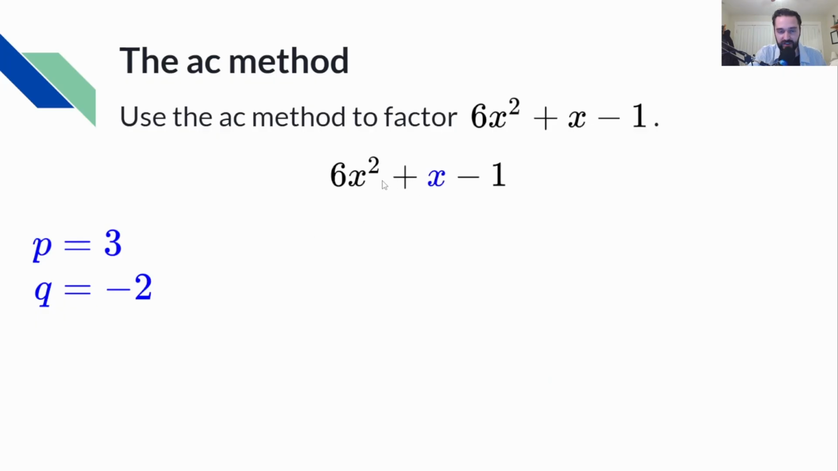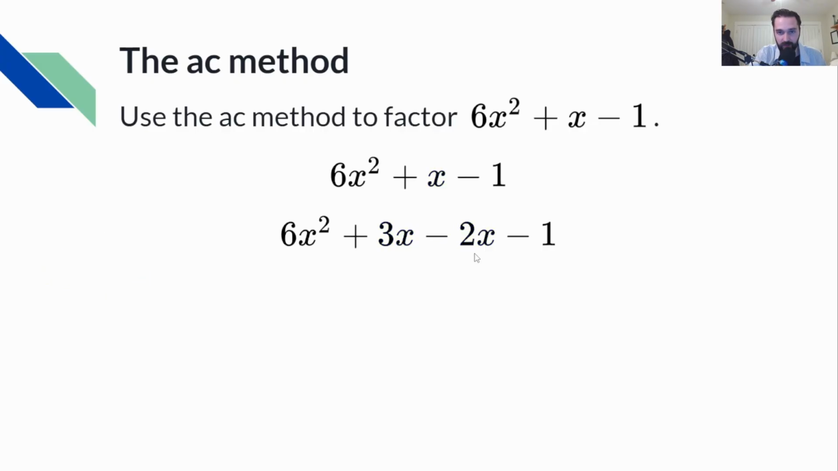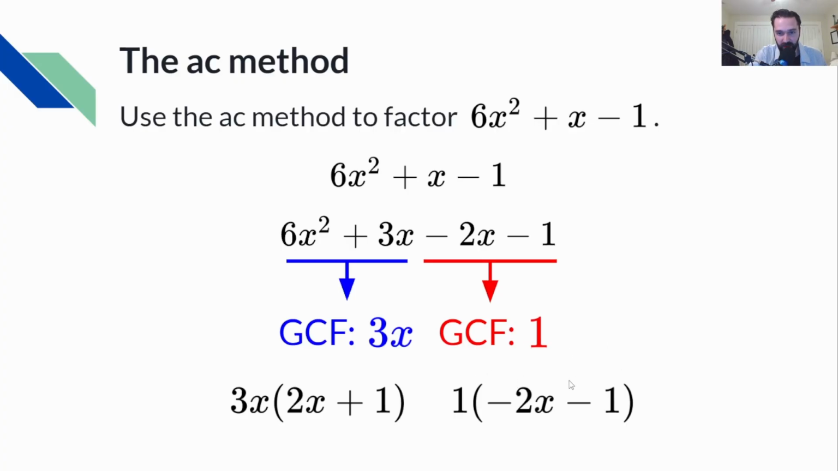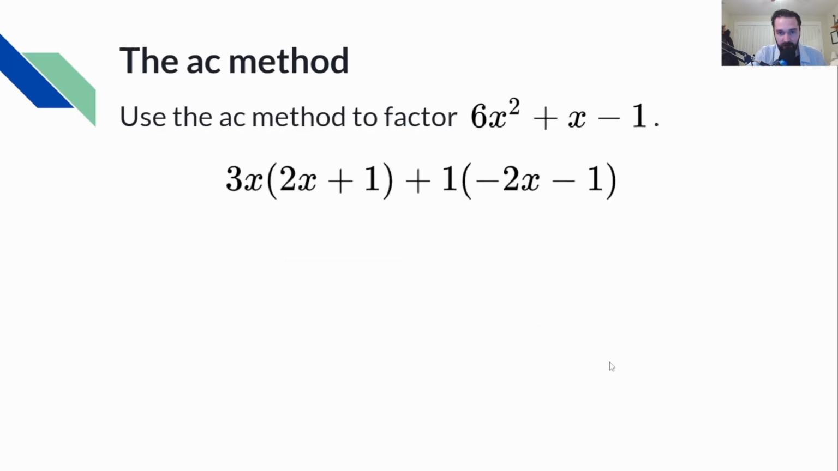Let's split this middle term into two pieces. This is 3x minus 2x. 6x squared plus 3x, the GCF of those two terms is 3x. But for these two terms, they don't really have a GCF, so we're just going to say it's 1. We're going to pull out a 1 and see what we're left with. Here in blue, we'll pull out a 3x, and we're left with 2x plus 1. And then for these two red terms, we'll pull out a 1, and we're left with negative 2x minus 1. Add those together and take it to the top of the screen.